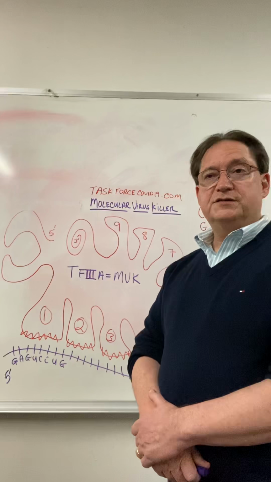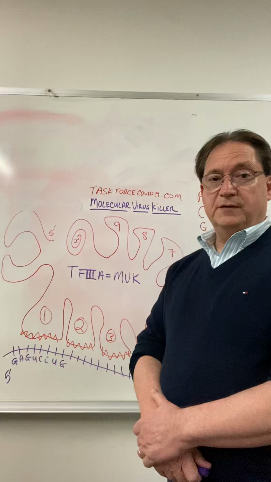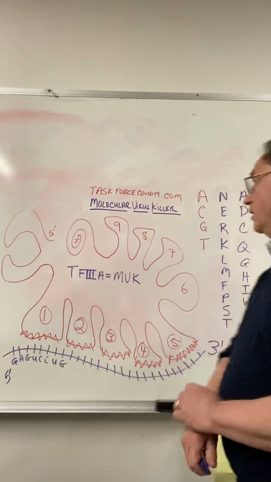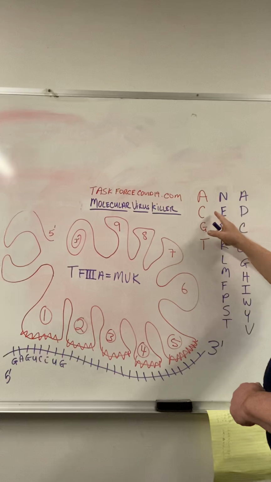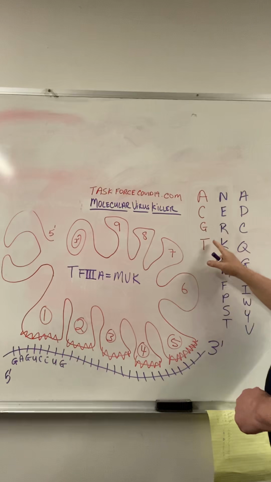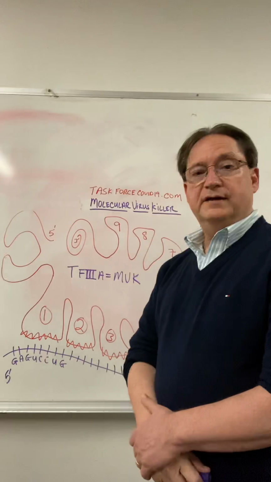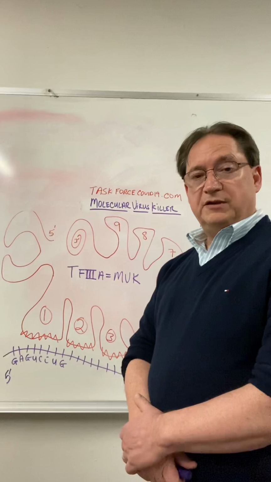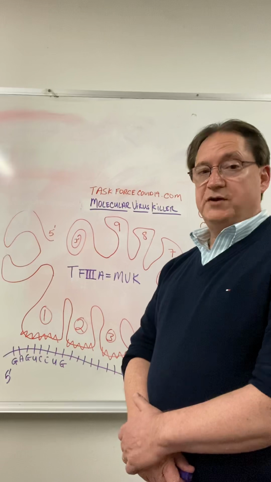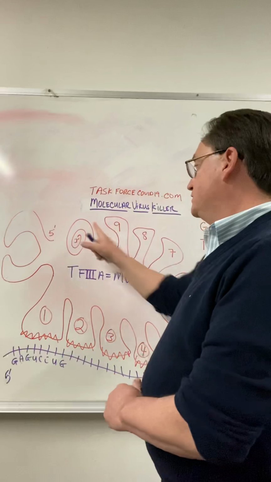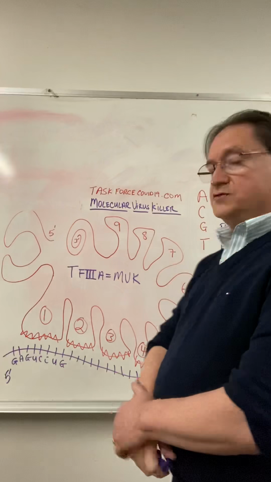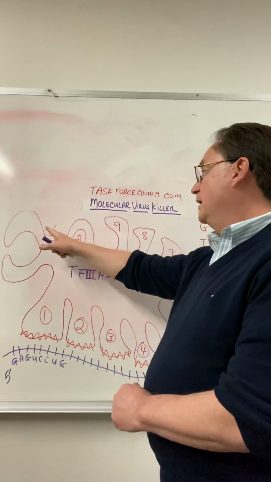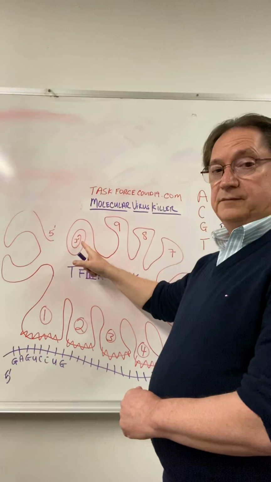The DNA is comprised of 4 nucleotides also: A, C, G, and T, for adenine, cytosine, guanine, and thymine. The molecule that we're discussing in this video is transcription factor 3A, which is outlined here. Transcription factor 3A has a 5' end and a 3' end.